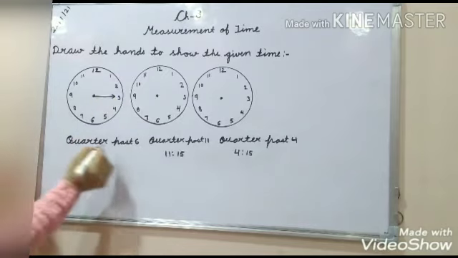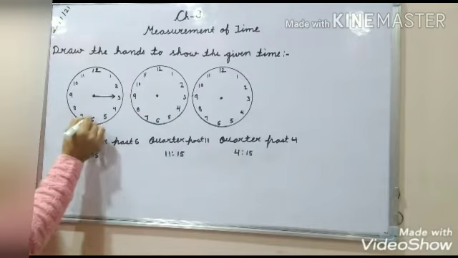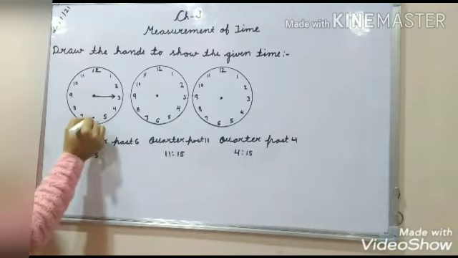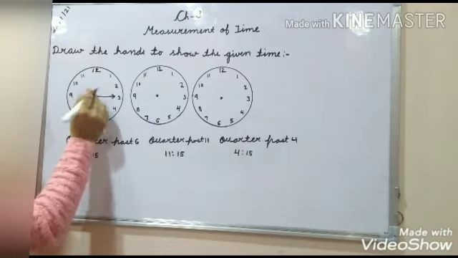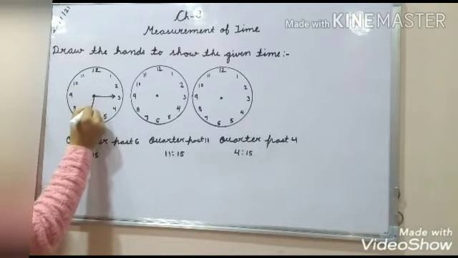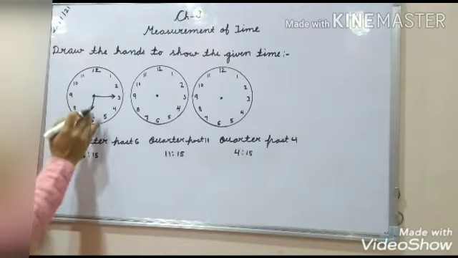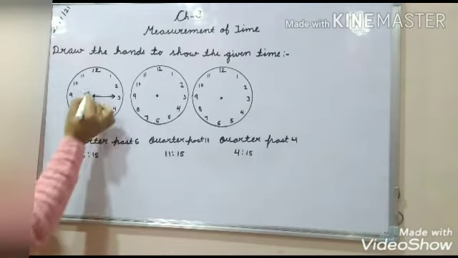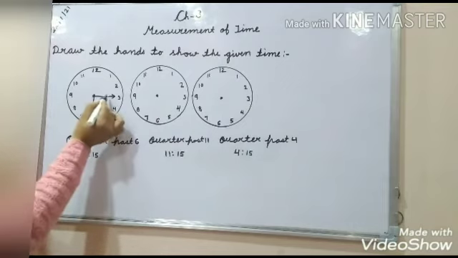Okay. Now 6. Quarter past 6 means we have to make the shorter hand, or hour hand, nearer to 6. So we will make the shorter hand nearer to 6. That is 6. It has crossed 6 a little bit, the shorter hand. The time now, this clock is showing 6:15 or quarter past 6.